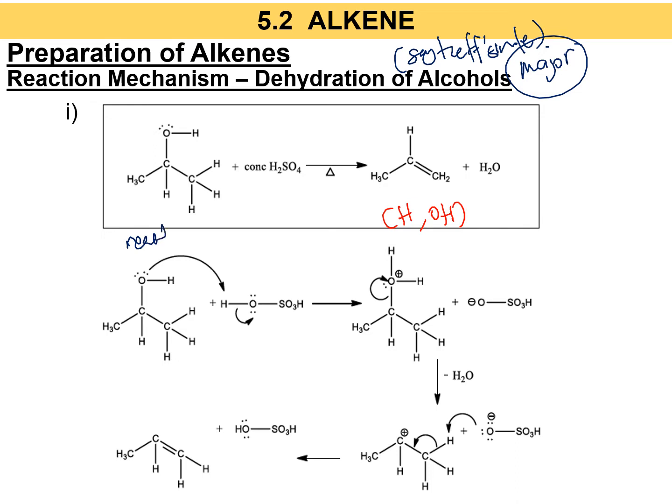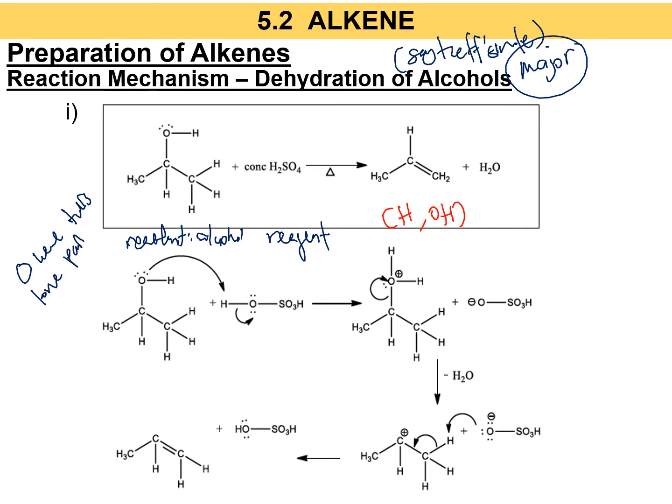Reactant kat sini ialah alcohol and also reagent. Reagent kat sini yang digunakan ialah concentrated H2SO4, tapi tak perlulah letak concentrated bila nak buat reaction mechanism ni. Cuma H2SO4 ni kita akan jarakkan dia jadi HOSO3H. So you need to remember bila buat reaction mechanism, kalau dekat oksigen tu, oksigen kena tulis lone pair.